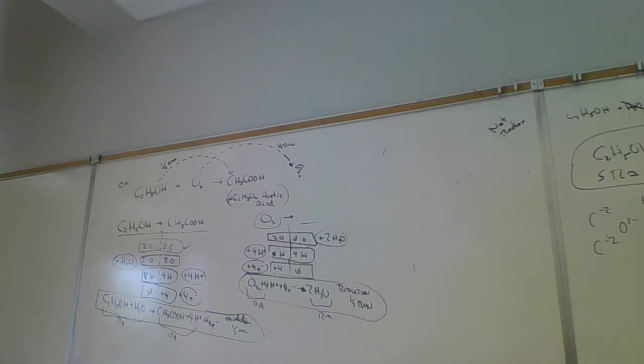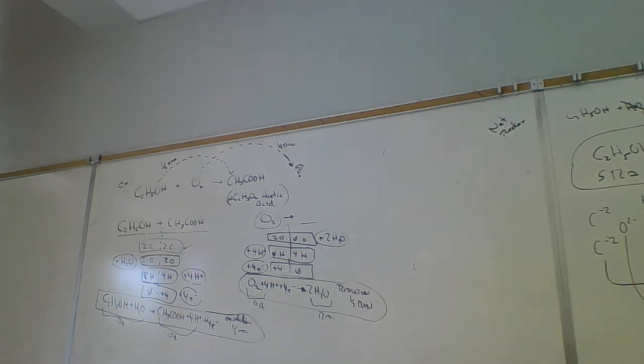Okay, then when we balance it by oxidation state, we look at what happened to the carbons. Carbons went from a total of minus 4 to a total of 0. So that means it lost 4 electrons. And then what gained it? What gained it are the oxygens. And so I've got to look at all the oxygens.